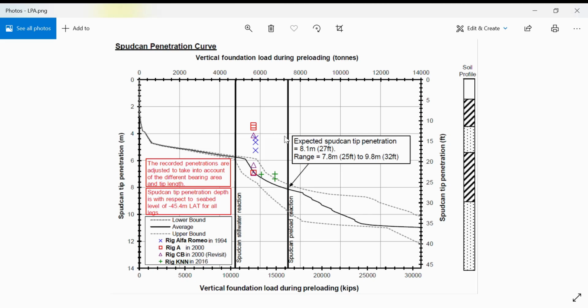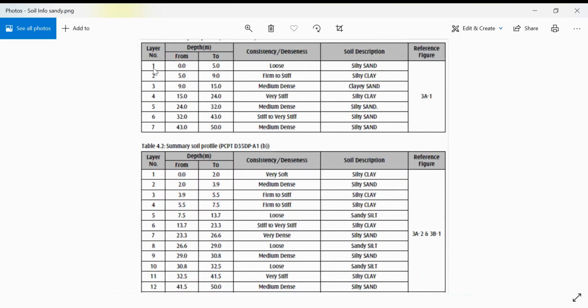Let me show you the other slide where you can see the soil information. Look at layer 1, layer 2, layer 3, layer 4, from the depth of 0 to 5 meters, 5 to 9, 9 to 15. The description is there. When they do a geotech, they go out to this location, take the soil samples, the borehole samples, bring them up and do tests on the soil. From there they will know whether this is sand or clay, or silty clay, all this stuff.